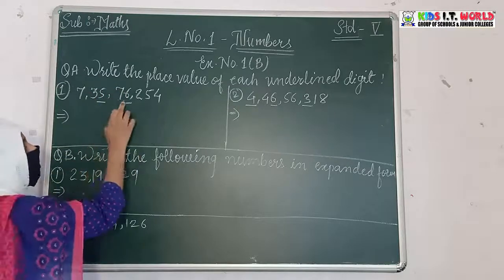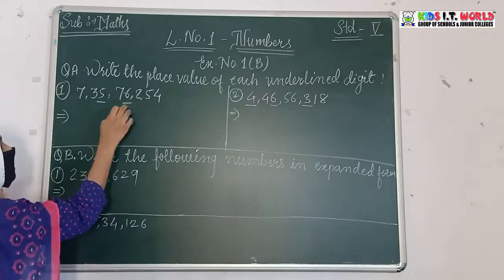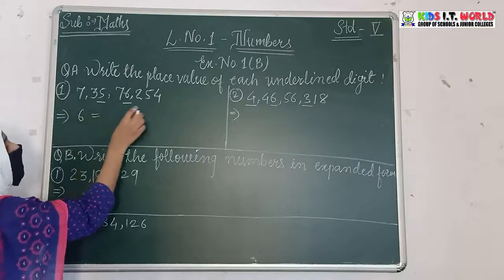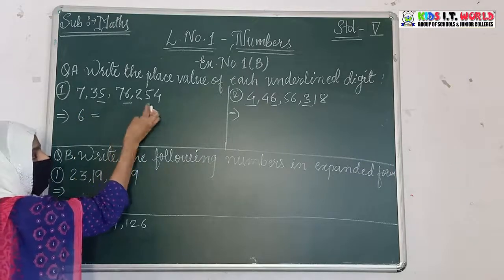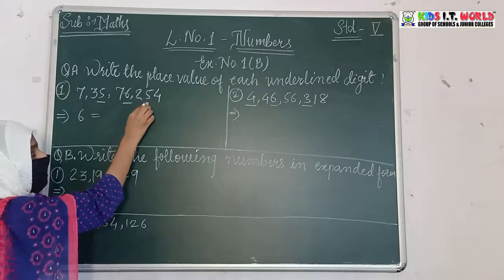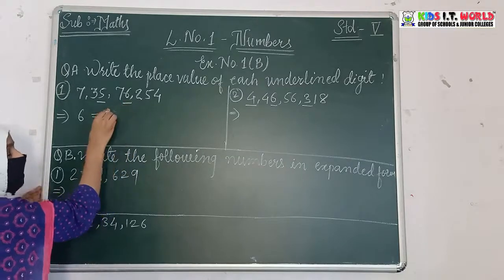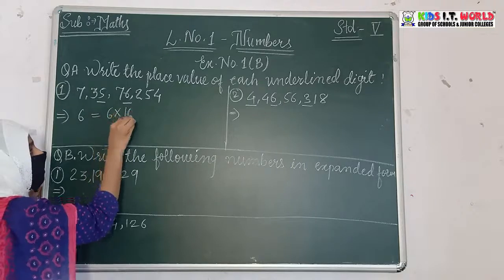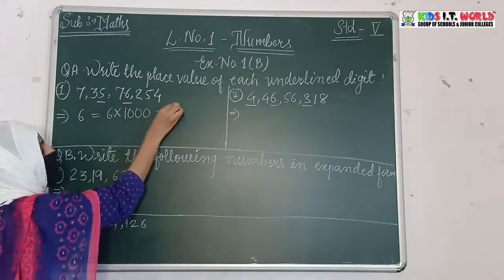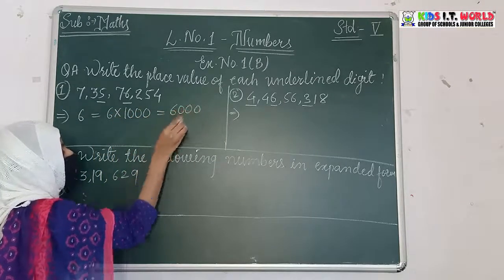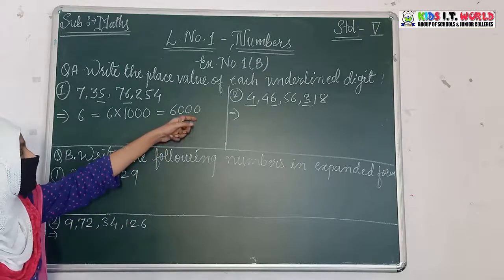So first, we have to see the place value of 6. We will see which place 6 is on. Count it: ones, tens, hundred, thousand. So 6 is on the thousands place. So multiply 6 by 1000. So it is 6000. Means the place value of 6 is 6000.